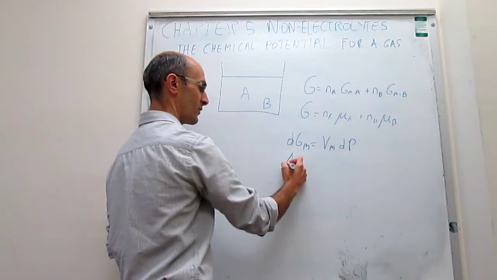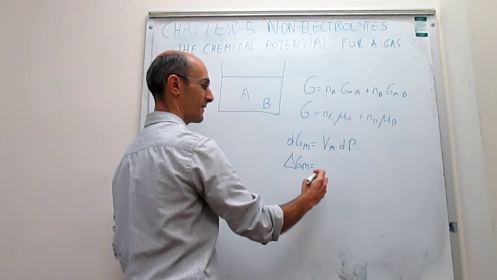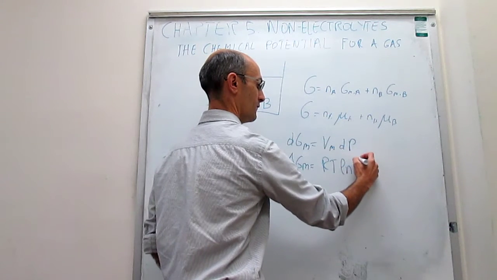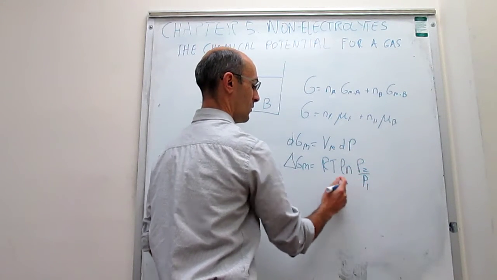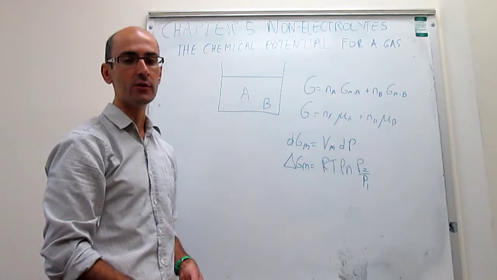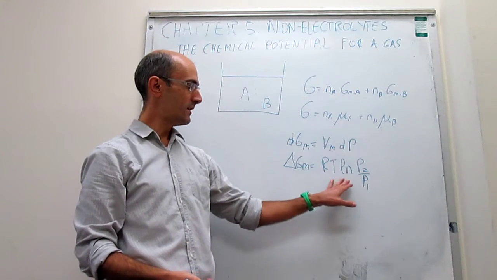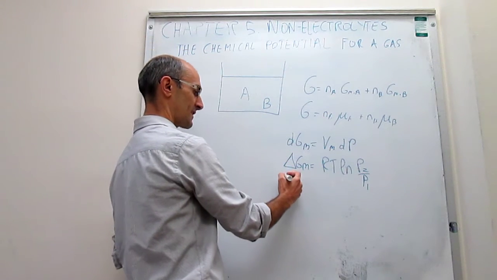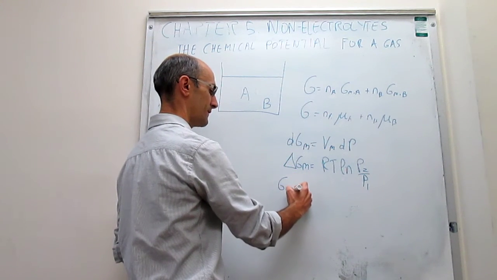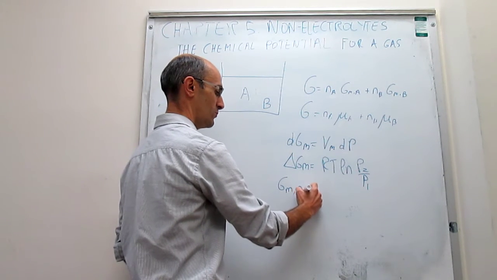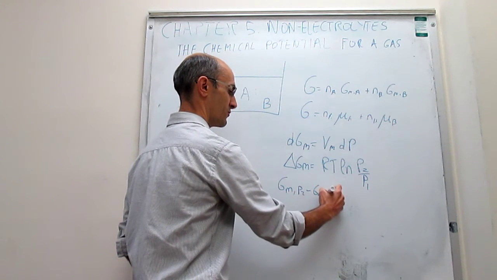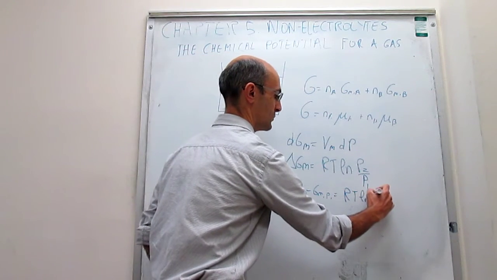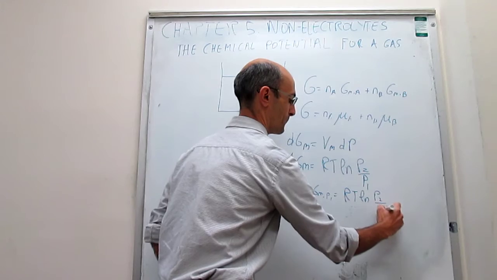The way we integrated this expression for an ideal gas was like this: RT natural log of P2 over P1, where this is just the change in the molar Gibbs energy when you go from a pressure P1 to P2. If we unfold a little bit this expression, the molar Gibbs energy at a pressure P2 minus the molar Gibbs energy at a pressure P1 is equal to that RT natural log of P2 over P1 term.